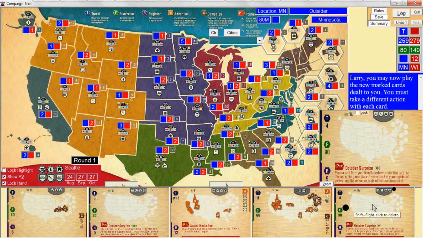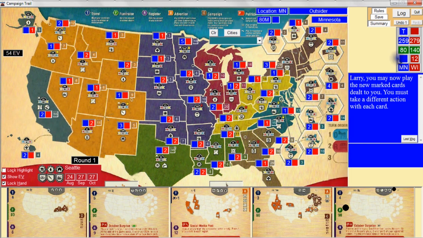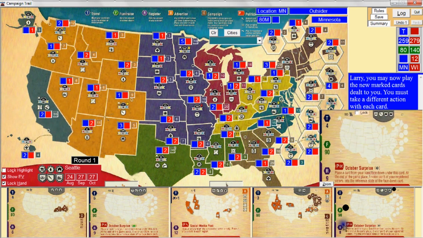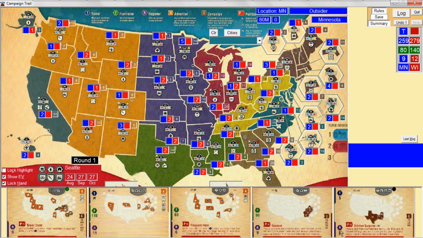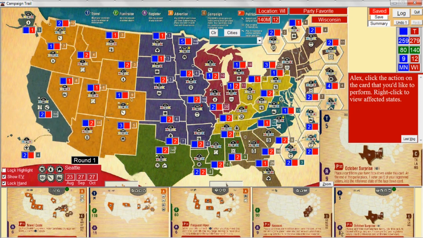Now I have to play this card, but choose a different action. Maybe I'll just use this for fundraising, or maybe even for voters, since I just used up all 8 of my voters. I'm going to use this card to register 9 voters to get my registered voters back up from 0 to 9. So that's going to end my action, and now it's Alex's turn. So you can see that performing different actions, in this case I performed a diverse strategy action, which allowed me to draw 2 cards and perform an action on each one of those cards.